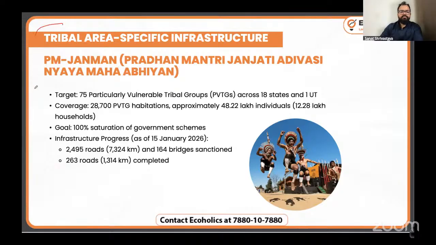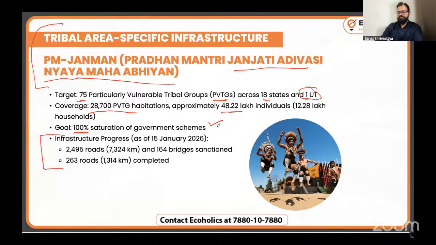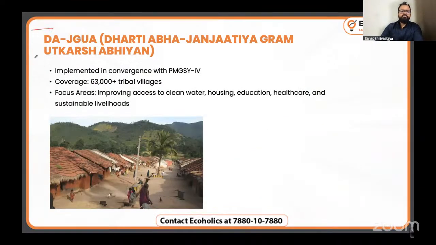Tribal area. PM Janam, Pradhan Mantri Janjati Adivasi Nyaya Maha Abhiyan. 75 PVTGs across 18 states and 1 UT. Andaman Nicobar, you can see. So 28,700 PVTG habitations, approximately 50 lakh individuals. Goal is 100% saturation of government schemes. Infrastructure also being built. This I have seen even in Andaman Nicobar as well. Dharti Aba Janjatiya Gram Utkarsh Abhiyan.